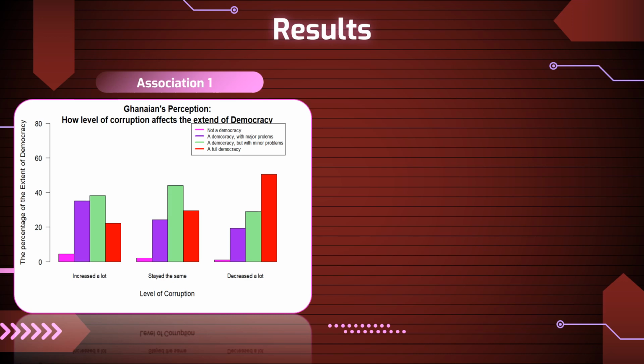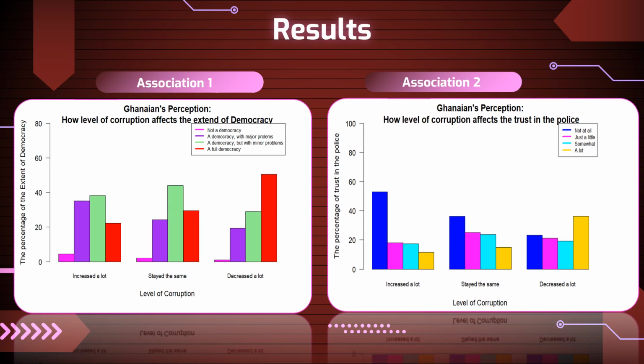Based on the data collected from the variables, a bivariate graph was created using R and RStudio to visualize the associations. From the graph of association 1, it can be inferred that the level of corruption has an effect on the extent of democracy. Analyzing from the full democracy level, as the level of corruption decreases from increased a lot to decreased a lot, the extent of democracy for the full democracy level increases from 20% to almost 60%. This suggests an association between the level of corruption and the extent of democracy. From association 2, we can also observe from the a lot level of police trust that as the level of corruption decreases, people tend to have more trust in the police.